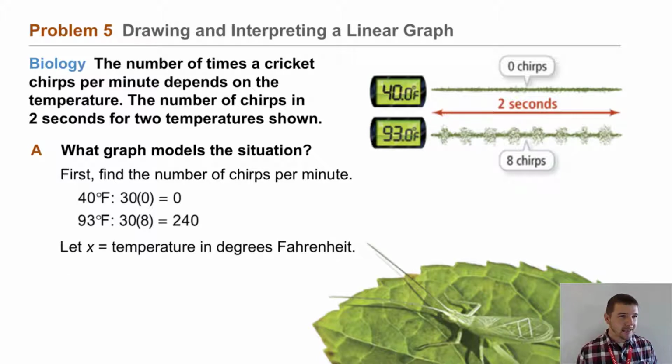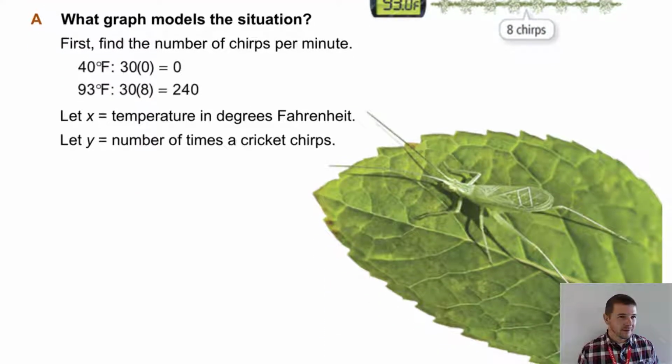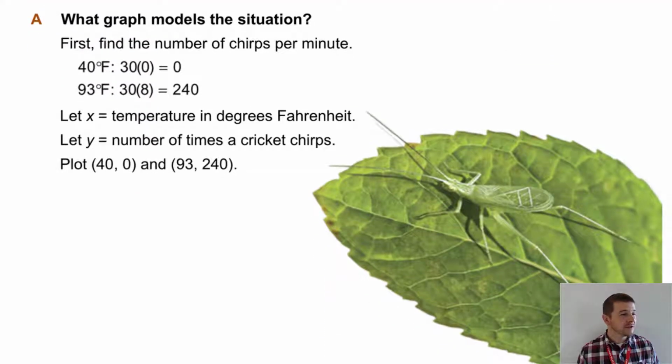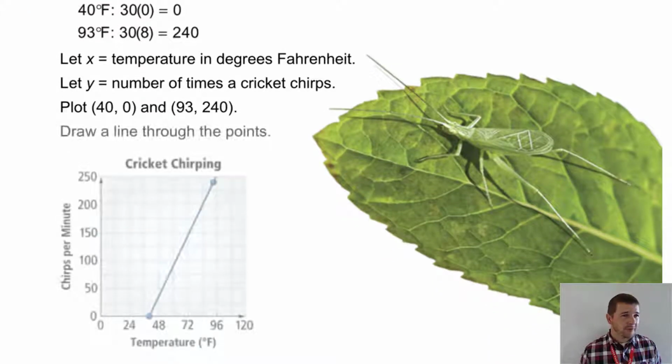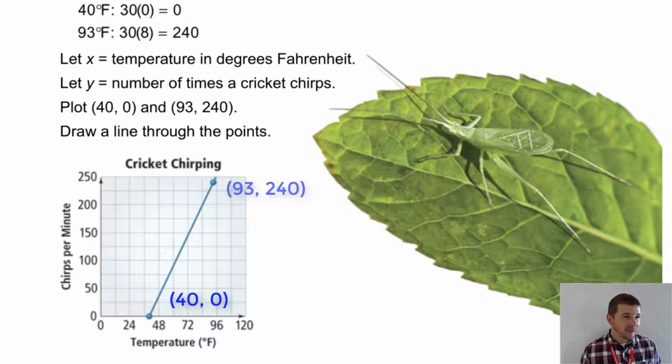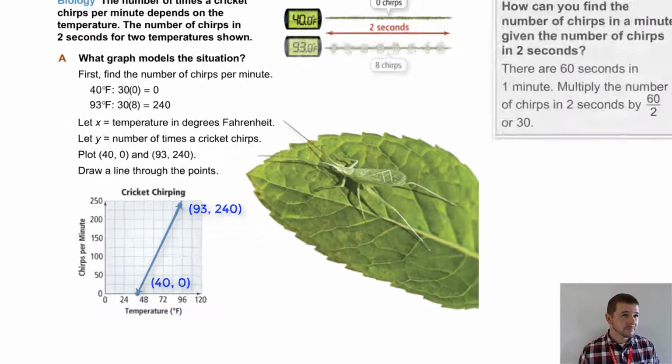Next, we'll let x equal temperature in degrees Fahrenheit, and we'll let y equal the number of times a cricket chirps. We can plot these 2 points similar to the way that we plot the 2 intercepts in the previous problem. We'll plot (40, 0) and (93, 240), and draw a line through the points.